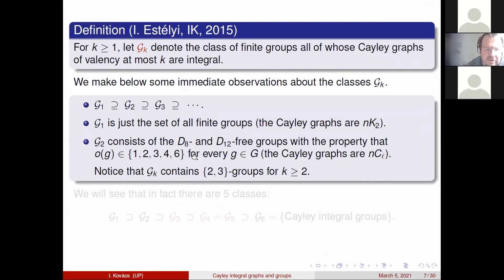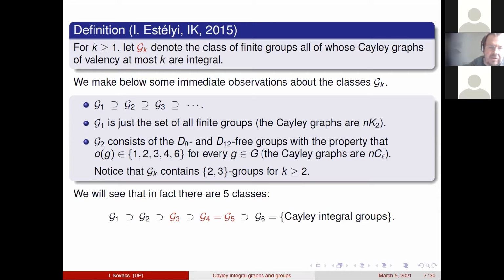And also note that when we are dealing with this problem, the groups are always solvable. It's always {2,3}-groups which we have to study. So we started to investigate it, and it turns out that you can distinguish 5 classes. The first class is at one extreme, when you have all the groups; at the other end of the chain, you have the Cayley integral groups. It's a very, very restricted class.